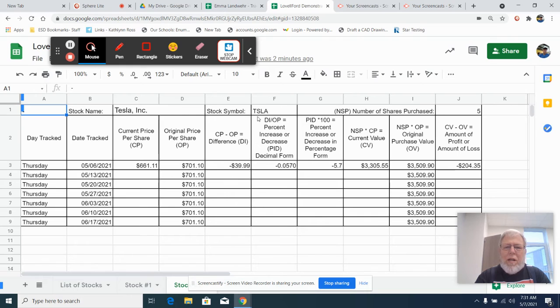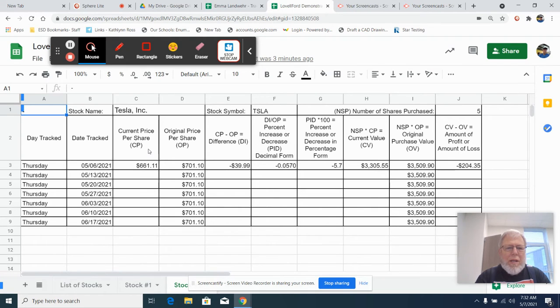So if you go to Tesla, you see up here we've entered in the name, Tesla Inc. We've entered in the stock symbol, and we've entered in from the previous sheet the number of shares that we purchased. All right. So what we have to do, though, is we've got to find the current price per share on the Tesla stock so we can make our computations. So yesterday, we went in and saw that Tesla current price was $661.11 per share.